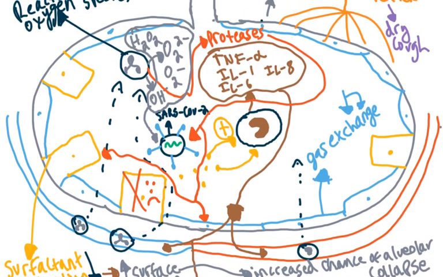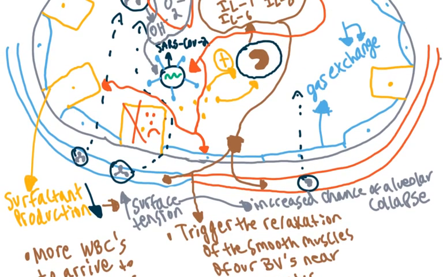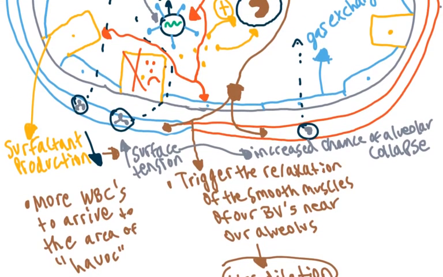So what we've seen so far is that our type 1 pneumocytes are getting destroyed, our type 2 pneumocytes are getting destroyed, and we're getting a bunch of inflammation. Let's not forget about the vasodilation. Now why is this bad? Well, with vasodilation, we increase the permeability of the endothelial cells lining our capillaries and our venules. What does that mean? If we increase permeability, more fluid is going to leak out of our pulmonary blood vessels near our alveoli.